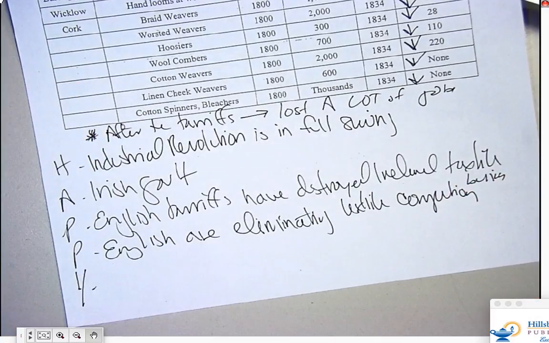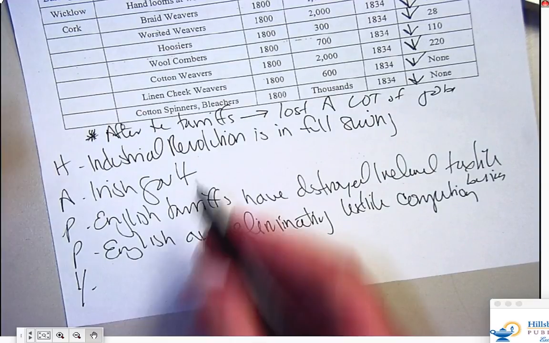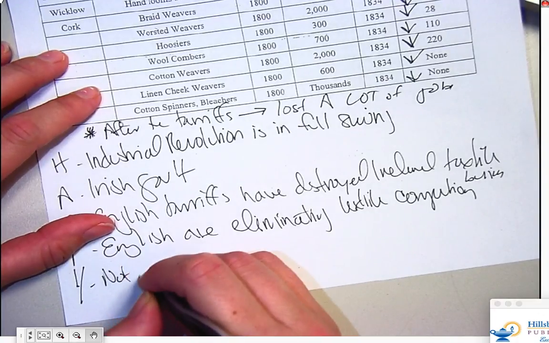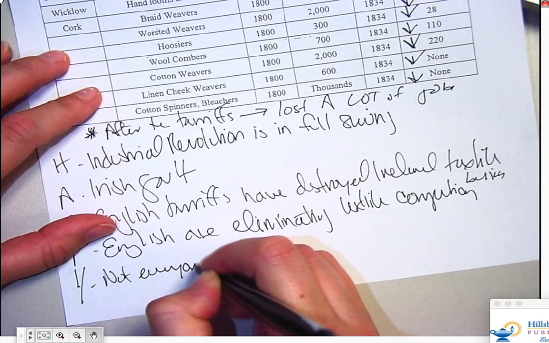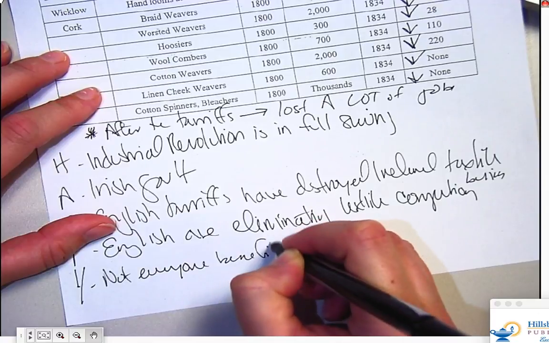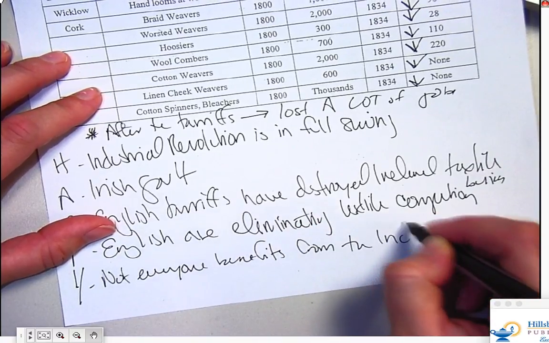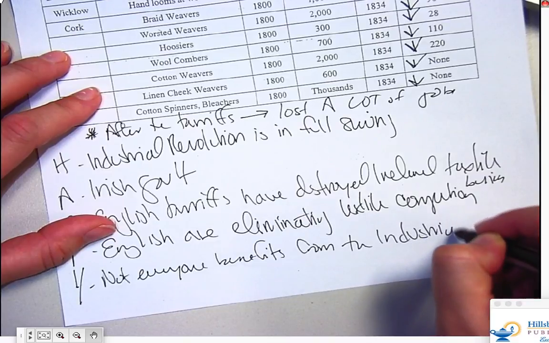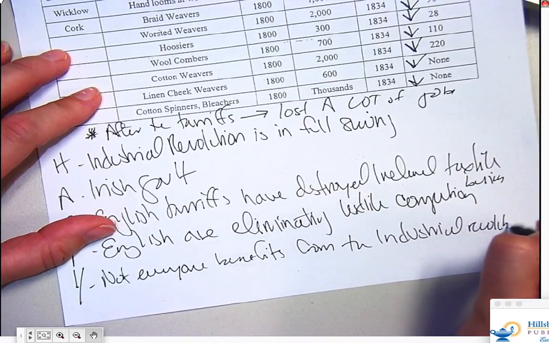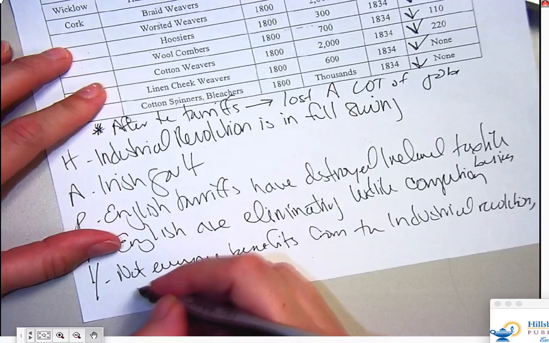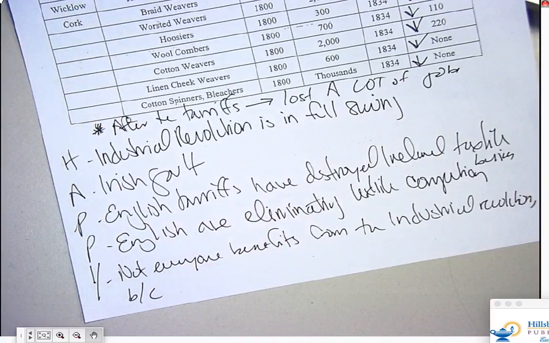Okay, why is this significant? Why are we reading about this in 2017, Max? Sure that not everybody is benefiting as greatly as the English. Okay, not everyone benefits from the Industrial Revolution. Okay. But what else? Why is not everyone benefiting?